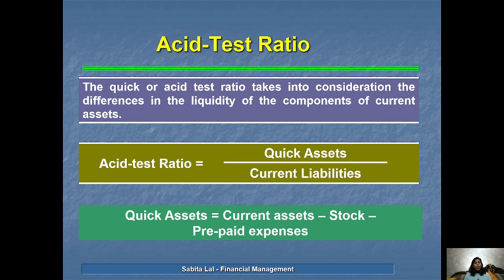So the ratio is optimal at 1:1. So quick ratio is your quick asset by current liability. And what is quick asset? Current asset minus stock minus your prepaid expenses, or stock or inventory.